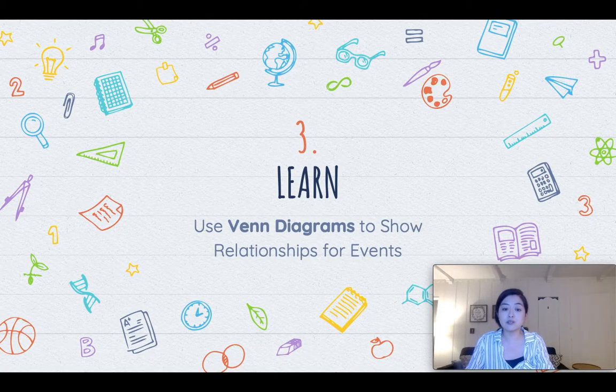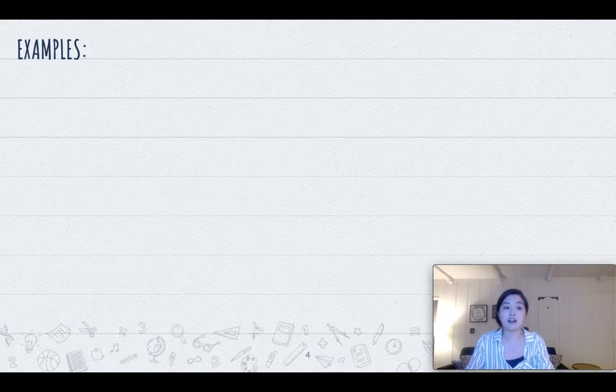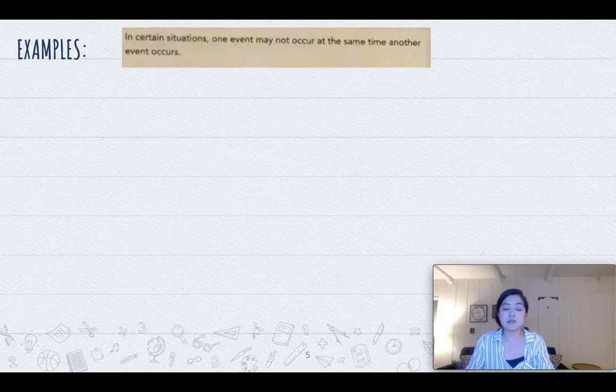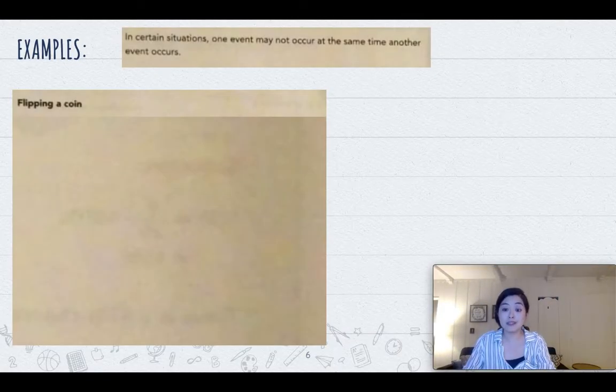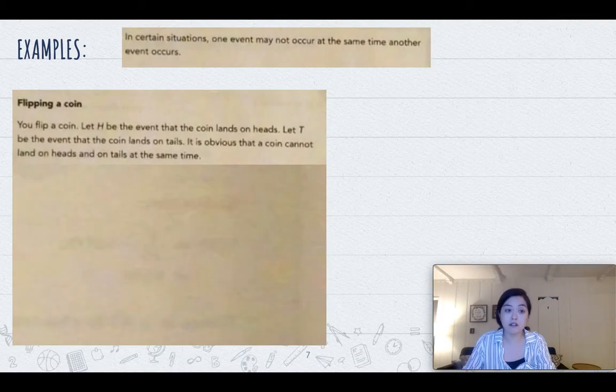So we're going to use Venn diagrams to show relationships for events. Now look at this example. In certain situations, one event may occur at the same time as another event occurs. So let's look at the example of flipping a coin.